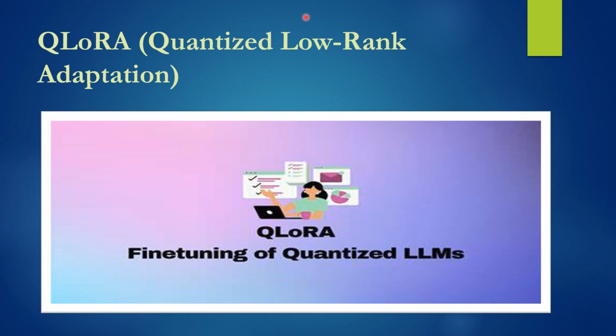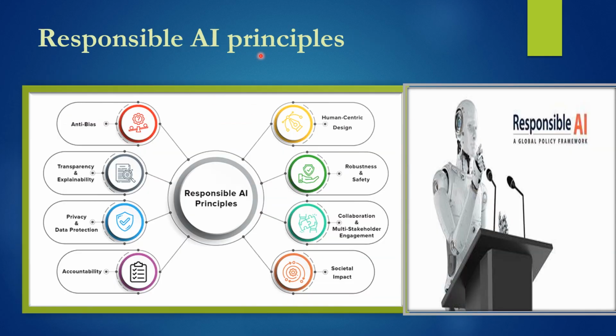So here the main difference is the quantization, and we use this when we have the requirement of optimizing the computational resources and memory usage. The next comes the responsible AI principles. So these responsible AI principles are essential for ensuring that large language models are developed and used ethically, transparently, and in a way that benefits society. So let's take some key principles and examples of how they can be applied to the LLMs.